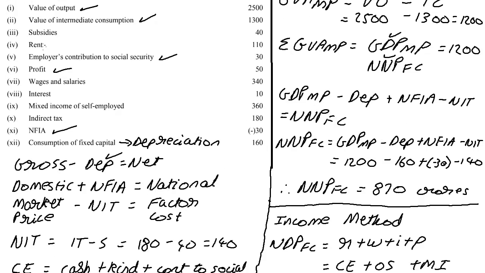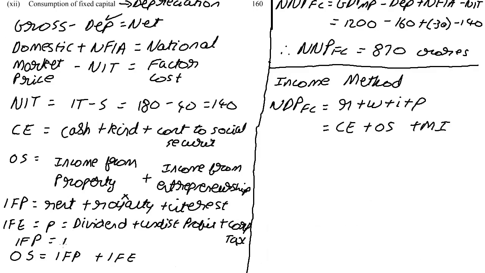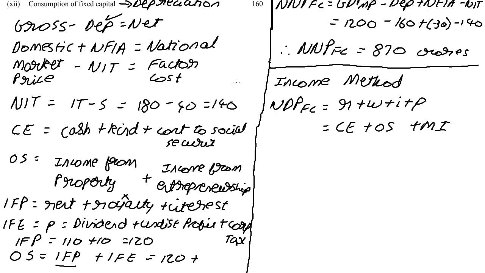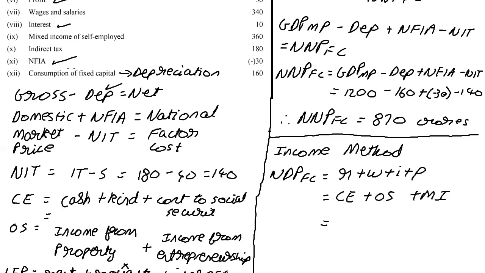So how much is rent? Rent is 110 and interest is 10. So 110 plus 10 gives us 120, which is our first value here. Income from entrepreneurship is nothing but profit, and profit is given to us as 50. So plus 50, which gives us 170 as operating surplus.